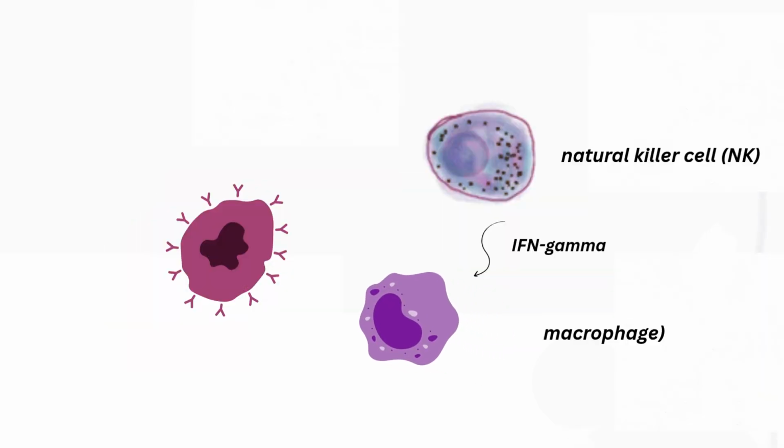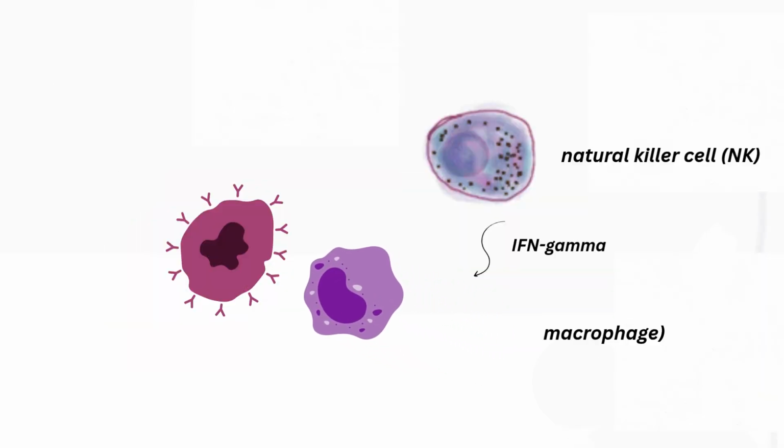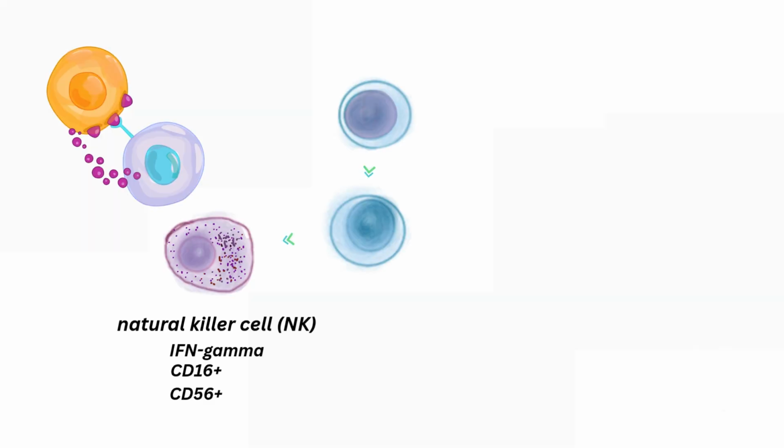NK cells also sound the alarm, secreting cytokine signals such as interferon gamma that can activate and summon macrophages to attack. NK cells are identified in flow cytometry as CD16 and CD56 positive, the former as a surface marker for antibody receptors. NK cells are able to engage abnormal antibody coated cells that have abnormal protein markers that make them a target.